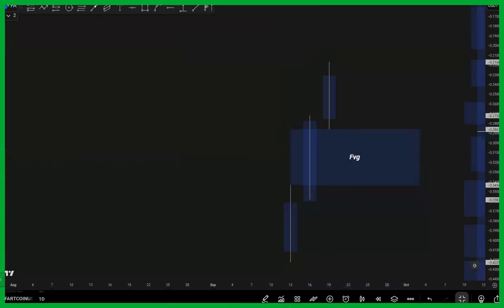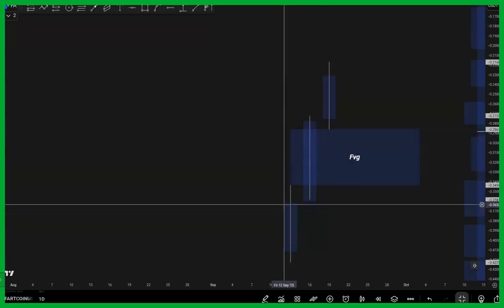Now remember, the fair value gap doesn't have to look the same way every time. Take for instance, this can be a blue candle, red candle; this can be a red candle, blue candle, red candle, green candle. So it does not have to be the same color. But when you see one of the same color, it tends to hold far stronger than the one of different color.